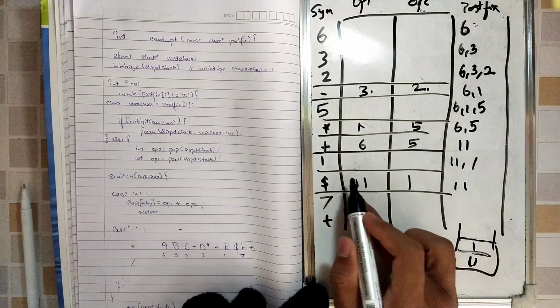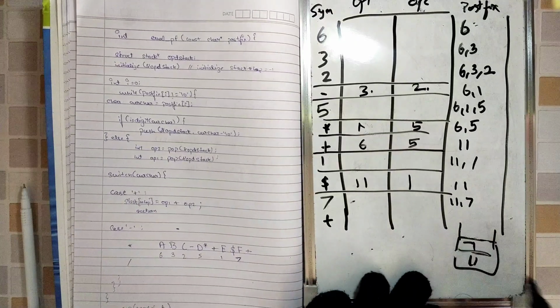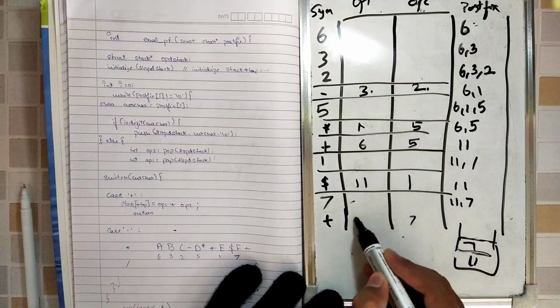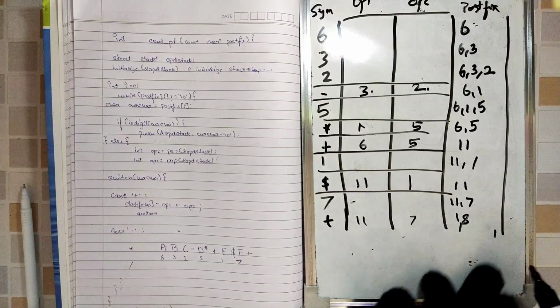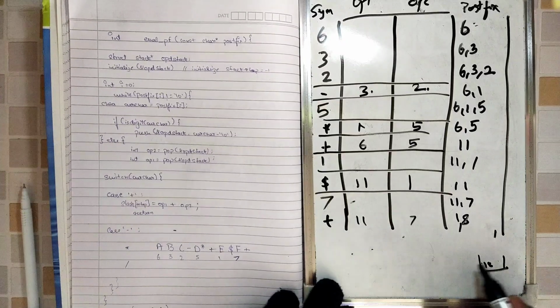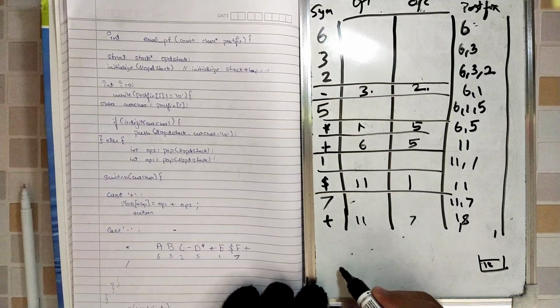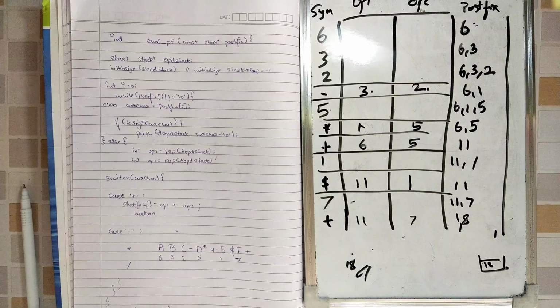Then 7 came, so 11 comma 7. Now again plus operation, so here 7 will come, 11 will come, 11 plus 7 is 18. What's left in your stack? 18. Then we pop the stack and we write that the evaluation of the postfix expression is 18. Like this we will write.